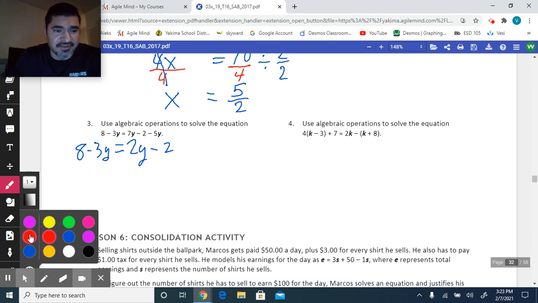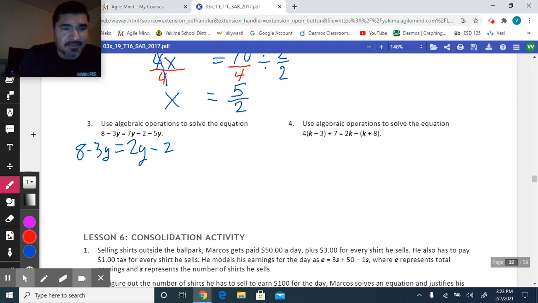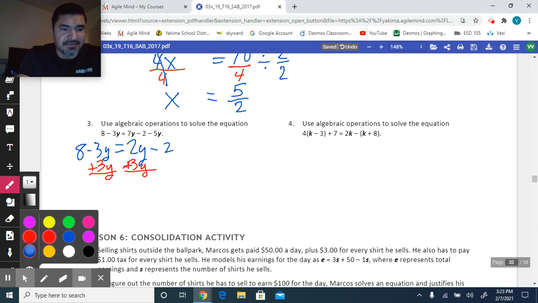So I'm going to move that one. What's the opposite of -3y? Or what is the inverse? It is +3y. Now remember, to keep the equation balanced, we have to do the same thing to the other side. Got to keep that equation balanced.